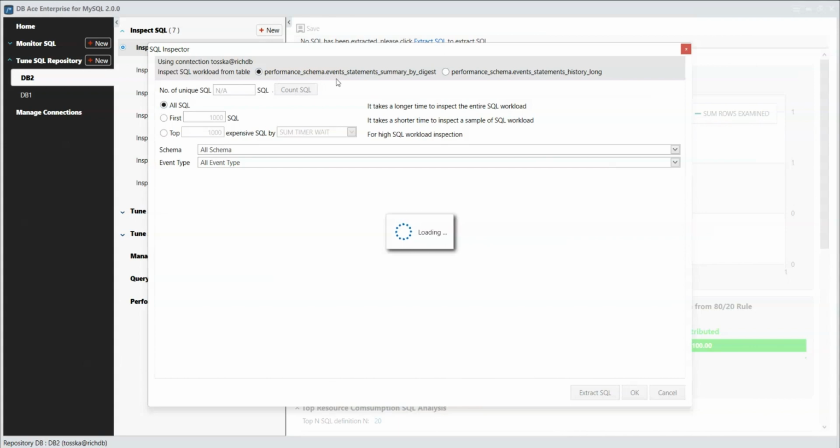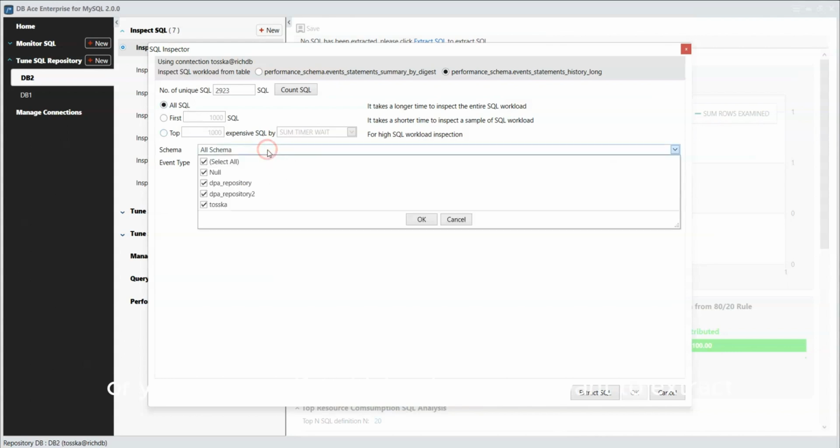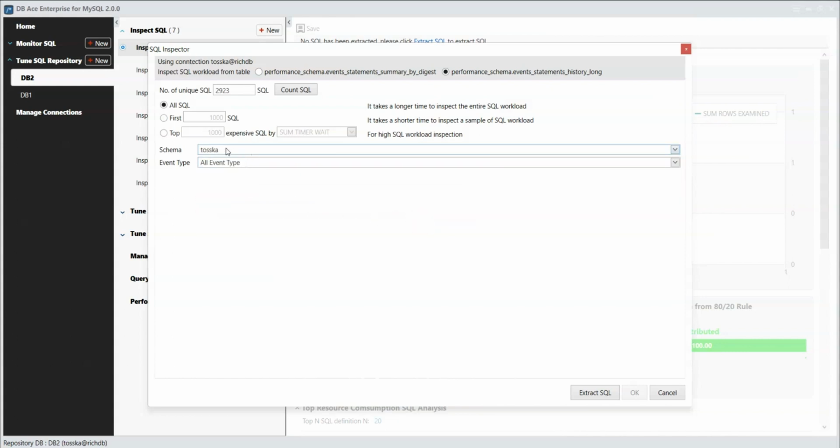Here is the events statements summary by digest table. There are about 2,700 SQL statements here. Here is the events statements history long table. There are around 2,900 SQL statements. We can capture all SQL statements to do an analysis, or you can specify which schema you want to extract the SQL statements from. Let's select this schema.